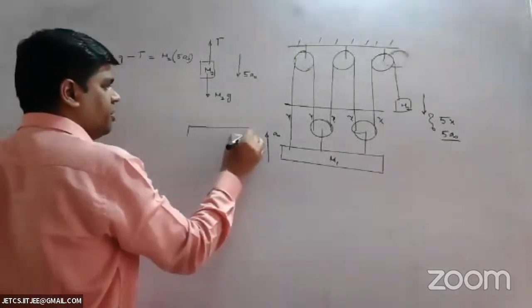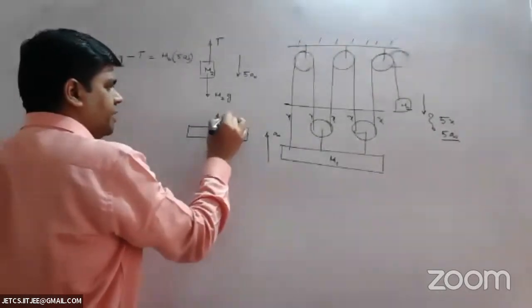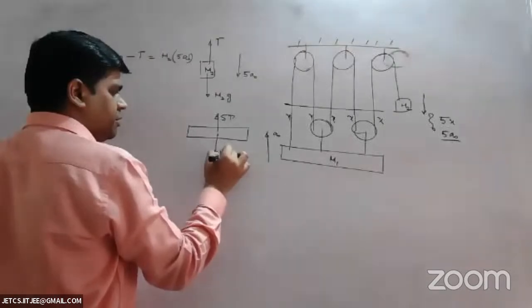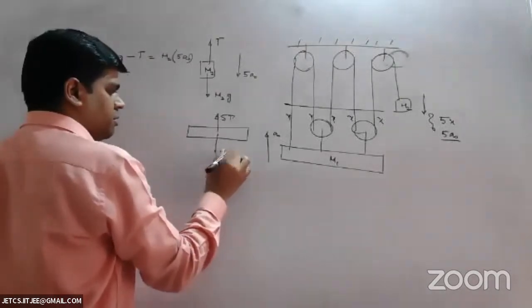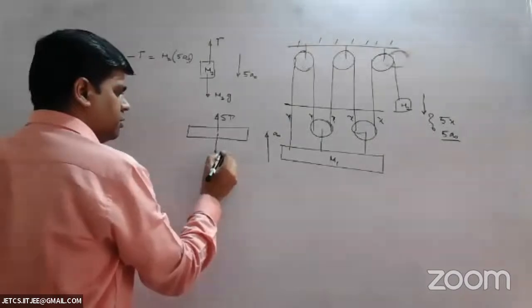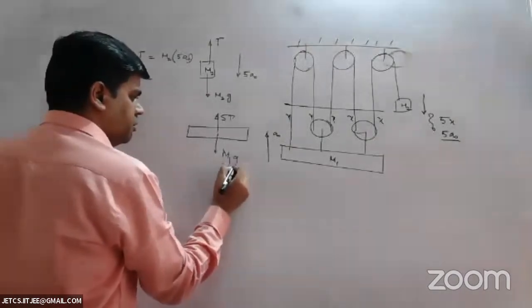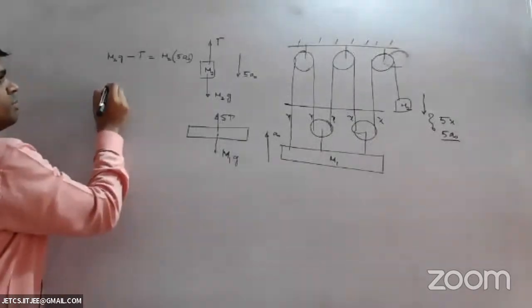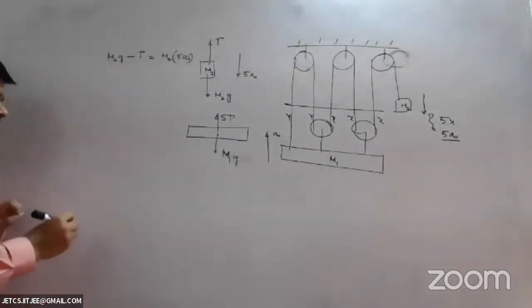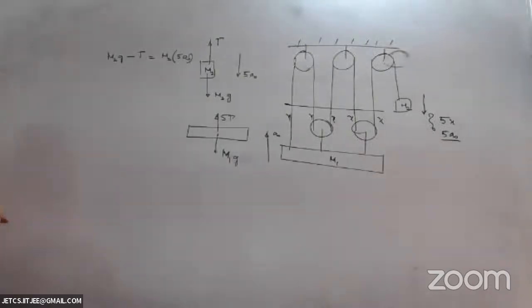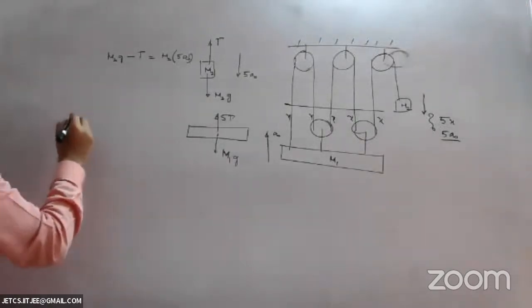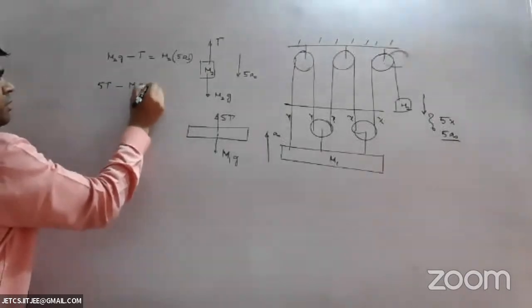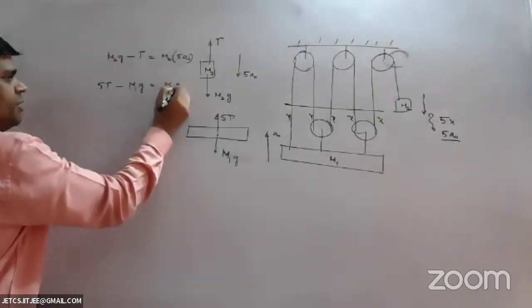I draw the FBD of this block. It is 5T upwards, M1G downwards. I'll write 5T minus M1G is equal to M1 times A naught.